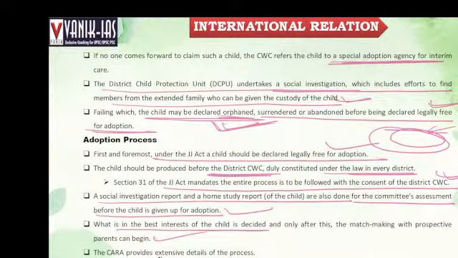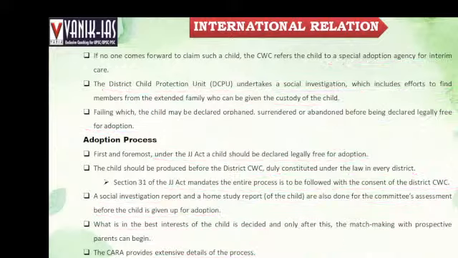CARA provides extensive details on the process. CARA is an organization which facilitates child adoption in India. Any person who wants to adopt a child must go to CARA first to ask for extensive details regarding the adoption process. So CARA is the organization.